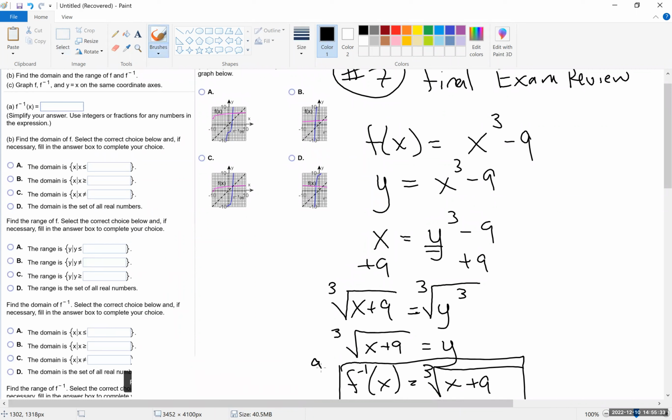That's what's going to go in box A. Now, we've got to find the domain of this thing. Now, the domain is actually all real numbers.